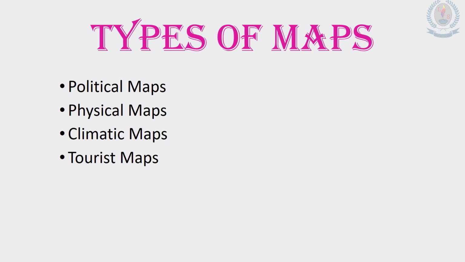Then, physical maps. Physical maps tell us about the physical features of a place. That means its mountains, valleys, plains and rivers. Let's discuss climatic maps. They show weather conditions like temperature, pressure, wind direction and rainfall. Then tourist maps: a geographic map designed for tourists.